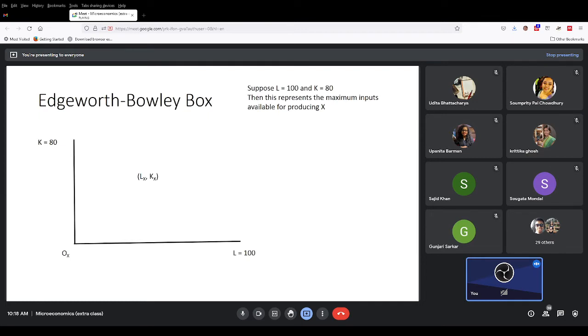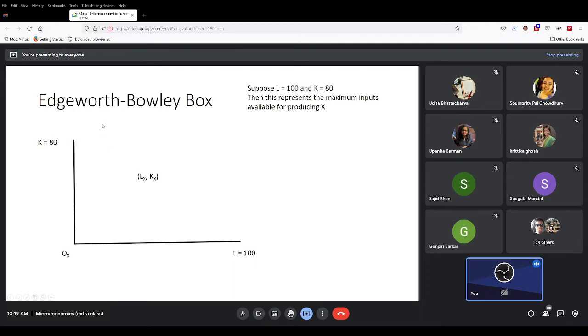So in order to identify a Pareto optimal point in the domain of production, we want to introduce the concept of an Edgeworth-Bowley box. The concept is very easy. Suppose we have 100 units of labor and 80 units of capital, we just draw a box like this, and this horizontal line is drawn till L equal to 100, and over here we draw K till 80. Then we can identify by a point the amount of labor and capital being used in the production of X.